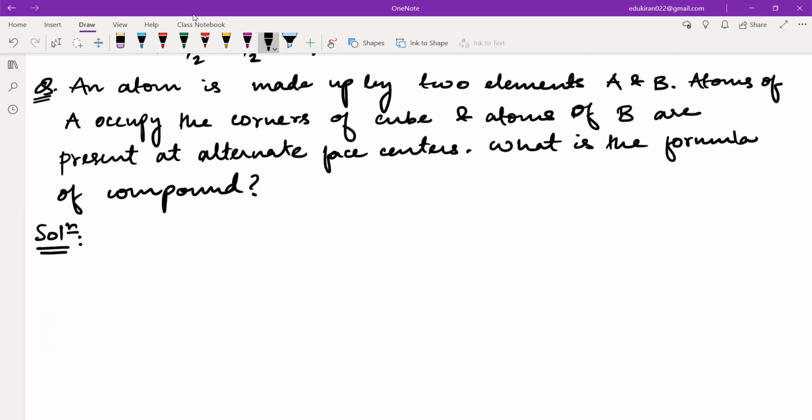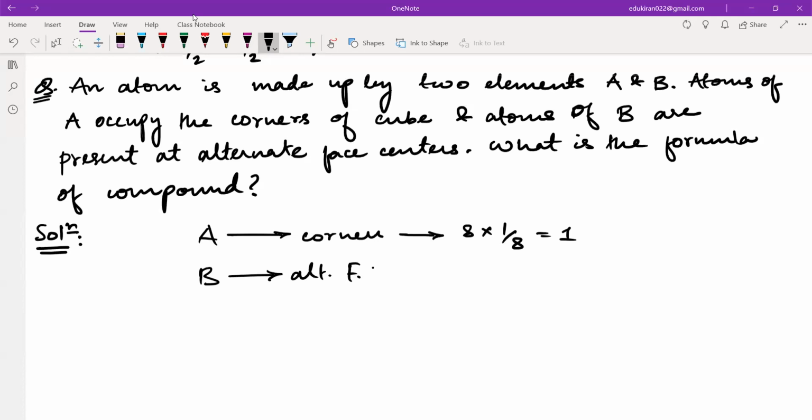So what you may have done here is you may have taken A, which is present at the corners, as 8 into 1 by 8, which is equal to 1. And for B, what you must have done is alternate face centers. So you took, like, there are 6 faces, so you took 3. Right? Okay. Now let us see if this is correct. Can we take 3, or should there be another number?